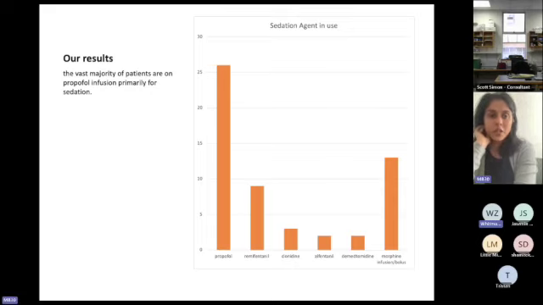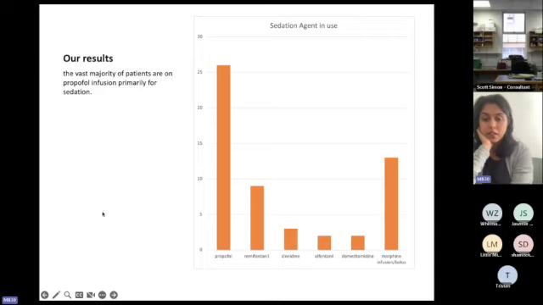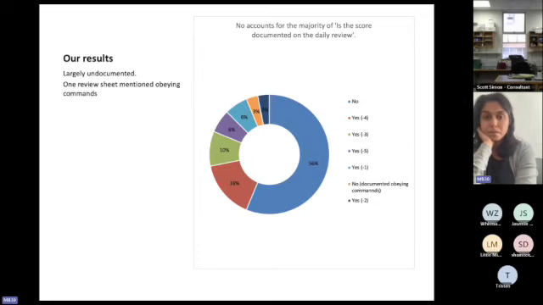The majority of patients were on a propofol infusion, primarily for sedation, but we did also include patients on remifentanil, clonidine, alfentanil or dexmedetomidine as well. We found with our results that largely this is undocumented, and no accounts for the majority of whether it's documented at all on the daily review chart.